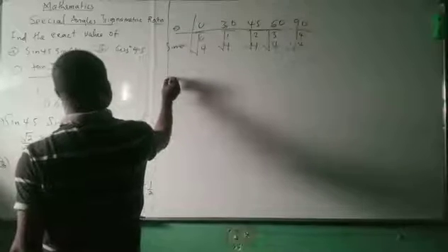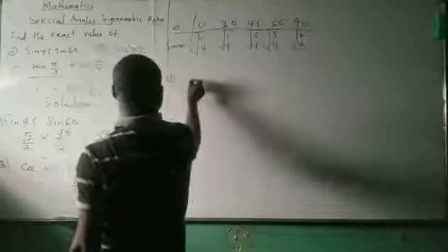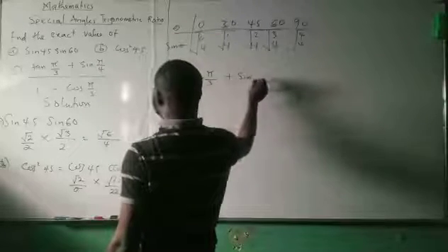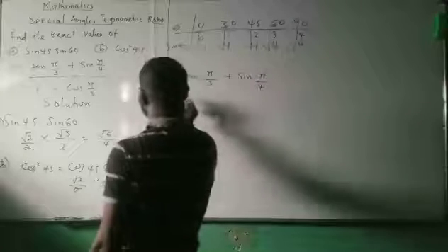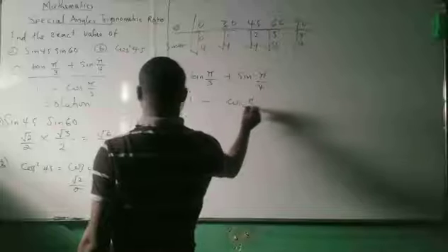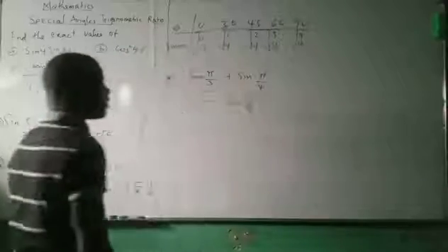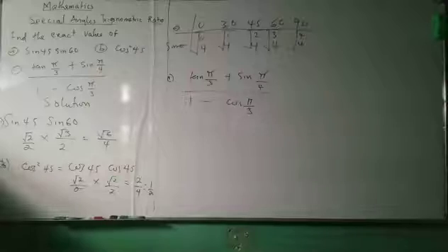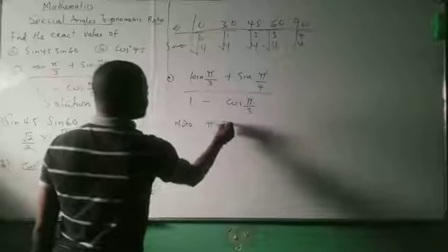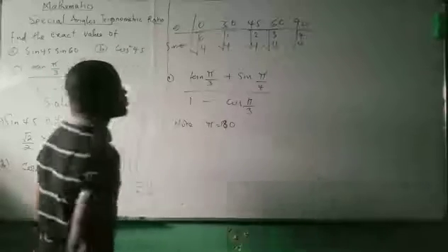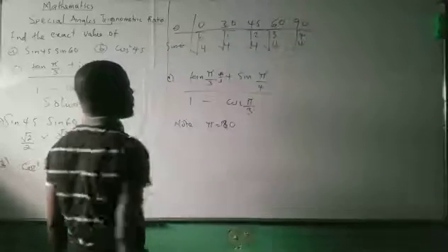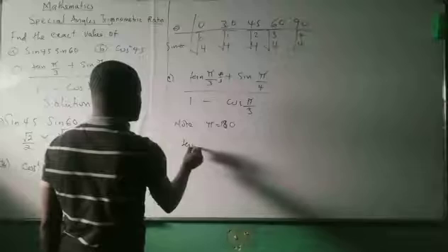Number 2, okay, C, rather. Now, my C, we are talking about tan pi all over 3 plus sine pi all over 4, and divide 1 minus cos pi all over 3. Now, look at this very well. It's a very simple one, but I just need you to note that pi equals 180. At this point, it means 180 all over 3, we have 60. It means tan 60.